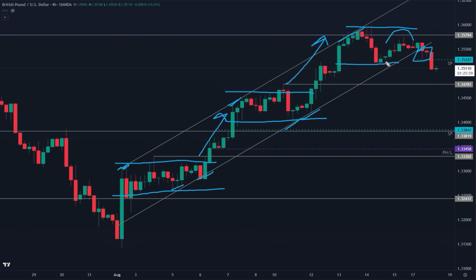This is a little bit different here because, yes, the market was sideways. However, we did get that lower high and also that breakdown here on Monday.